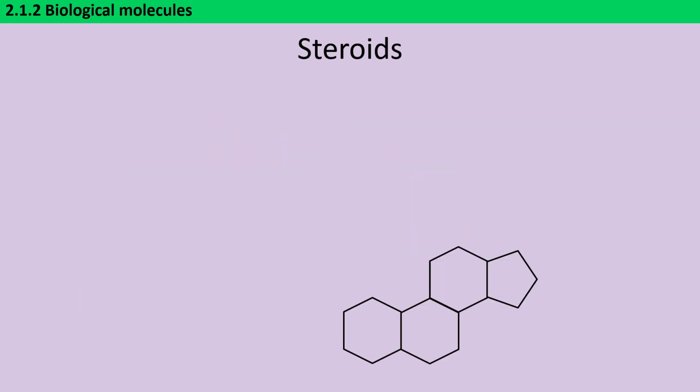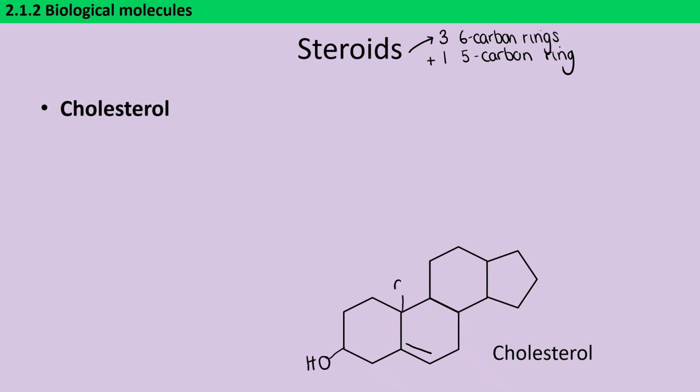You've probably heard of steroids in the context of anabolic steroids, which are drugs that people take in order to build up muscle mass. But actually, steroids are a much wider class of compounds that have many different uses within living organisms. And they're all based on this basic structure that has 3 6-carbon rings and 1 5-carbon ring. And depending on the different atoms that are bonded to those rings, we can make a really wide variety of different molecules. The first one that you need to know about is cholesterol.